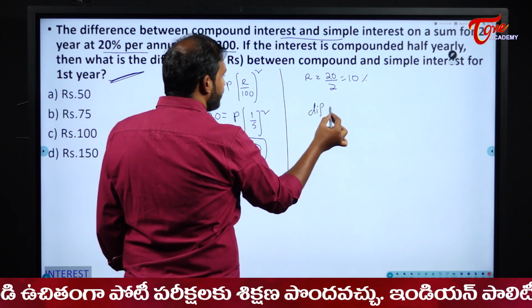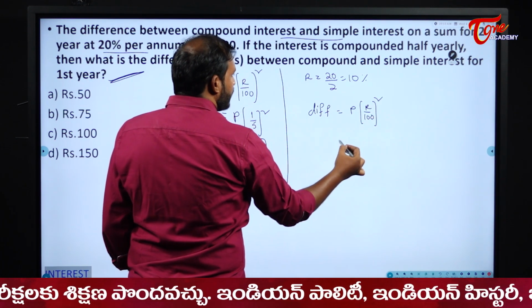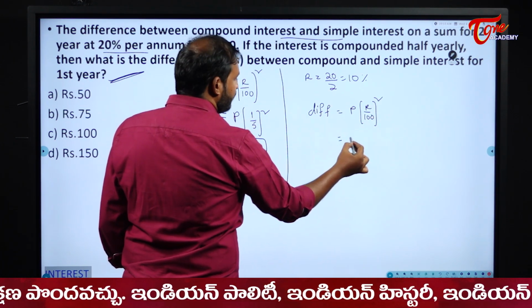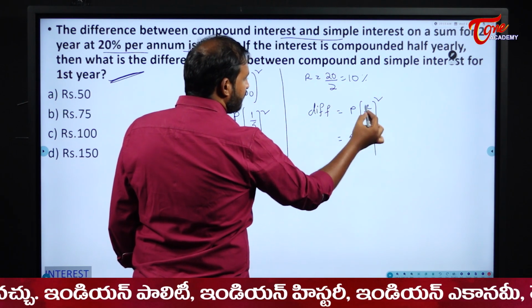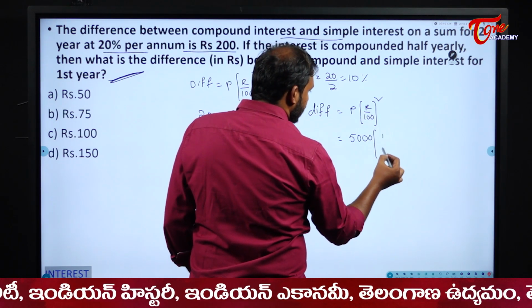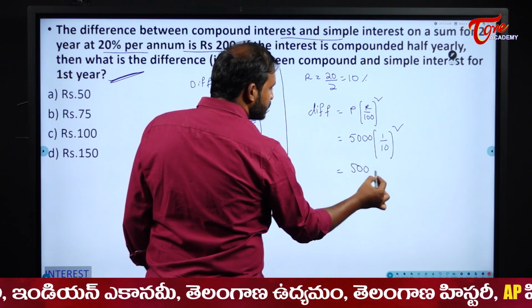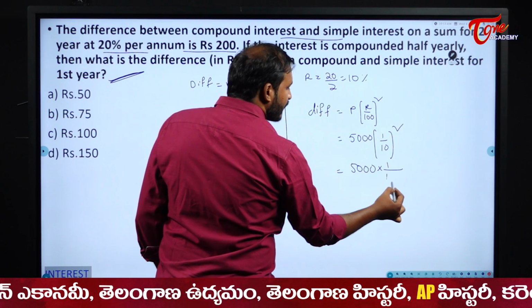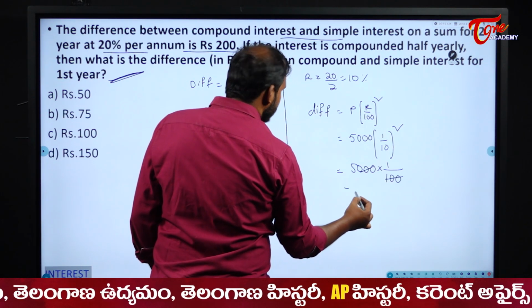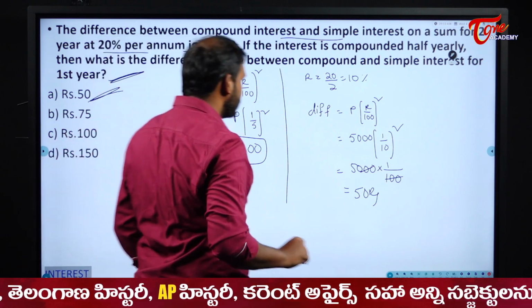Difference is equal to P R by 100 whole square. So principal is what? Just now we calculated 5000. Rate of interest is 10 by 100. So it will become what? 1 by 10 whole square. So that means 5000 into 1 by 100. So what is the difference you will get here? 50 rupees is the difference we will get here.